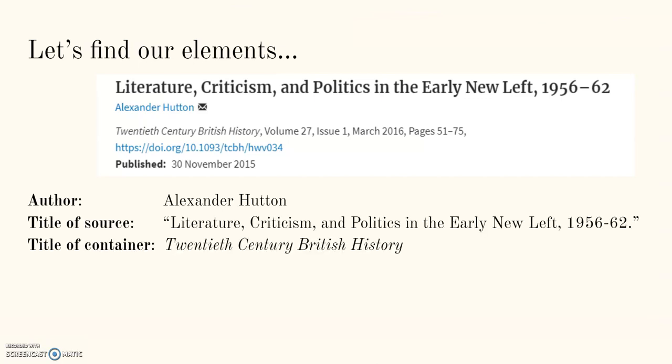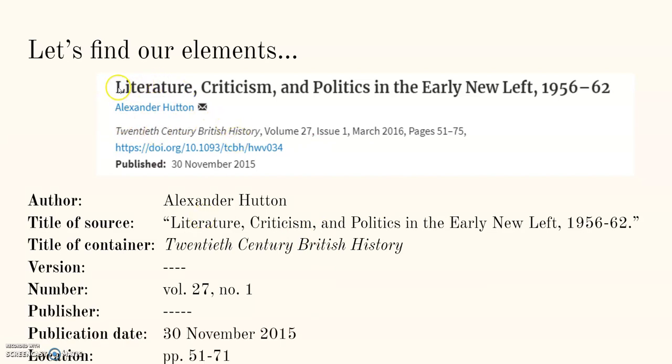So as you can see, up here at the top we have the author, who is Alexander Hutton. We have a title of our article, which is Literature, Criticism, and Politics. The title of the container we see right here, this is the journal name, 20th Century British History. We also have our volume information, issue information, our publication date, which is here, and our location. So we don't have a version because it doesn't have an edition. And here we find that our publisher is the same as the journal title.